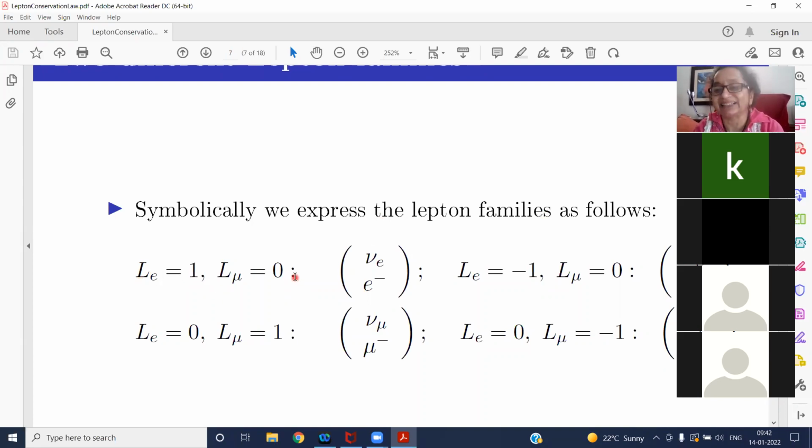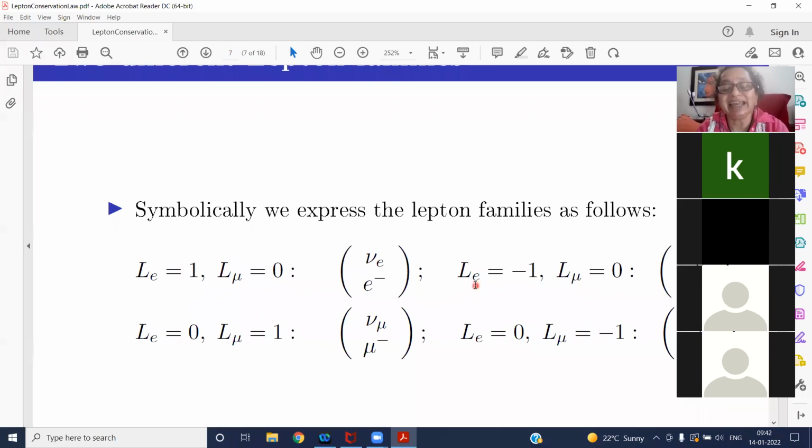Again, one more copybook assignment for you today. You should know that lepton comes in a family, electron and its neutrino, they form a family, for which Le is equal to 1, L mu is equal to 0. Similarly, I have a nu mu and mu minus, for which Le is 0. This is not an electron, so I will say electron lepton number is 0. Muon lepton number is 1. This is an additional classification, an additional feature that I am talking about.